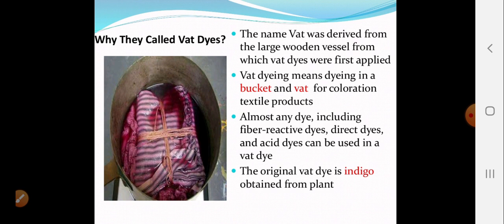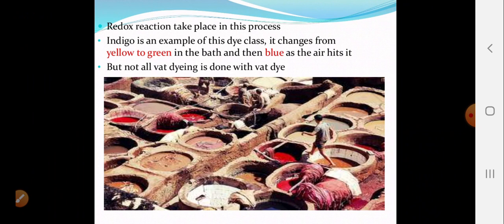The original vat dye is indigo, obtained from the plant. As we said, indigo was available naturally as well, which is a great example of a vat dye, the original vat dye. A redox reaction takes place in this process: first reduction and then oxidation. Indigo is a great example of this class of dye, and it changes from yellow to green in the vat and then blue as the air hits it, when it comes in contact with the atmosphere. But not all vat dyeing is done with vat dye.